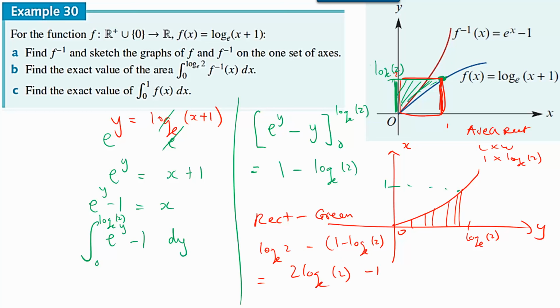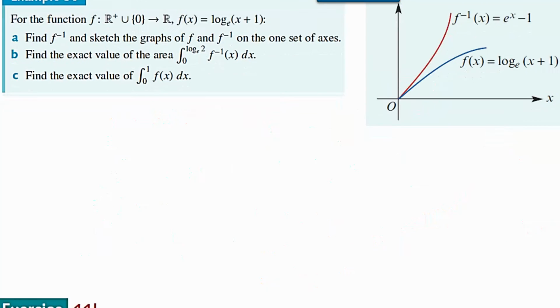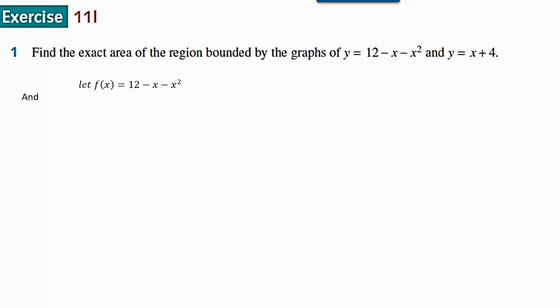minus 1. Okay, so that's why it's tricky. The tricky part is you didn't know how to do the integration of log e, so you have to do it the other way. If you can't do it along the x-axis, you have to do it along the y-axis. That's why that's tricky. Okay, so that's example 30. If you want to have a look at the solutions again, or watch this video again, that's what they did. They were trying to find it along the y-axis. Other than that, there you go.